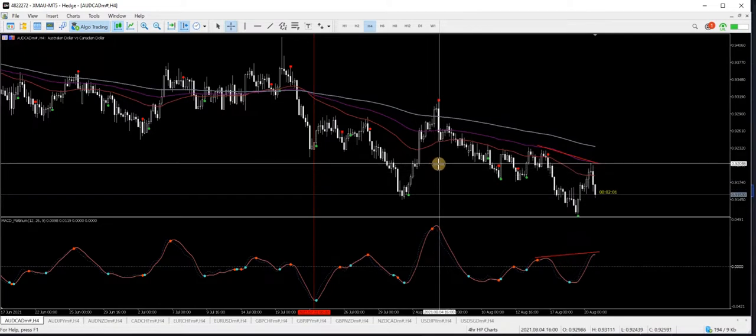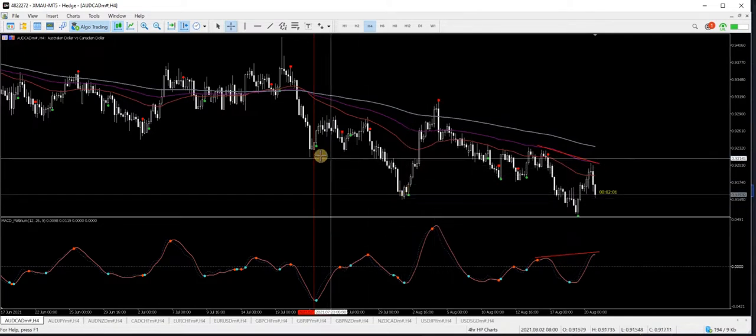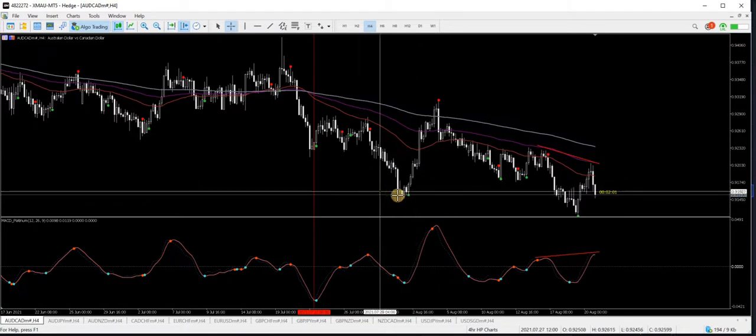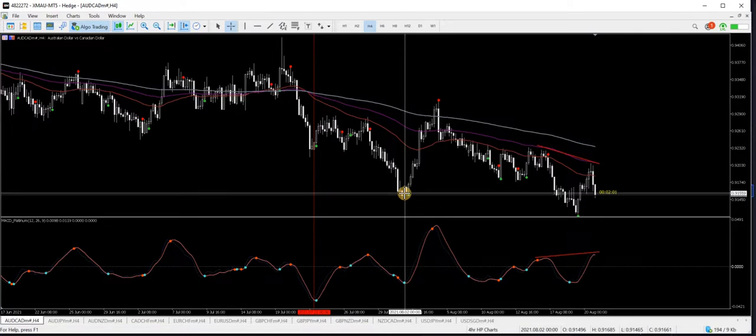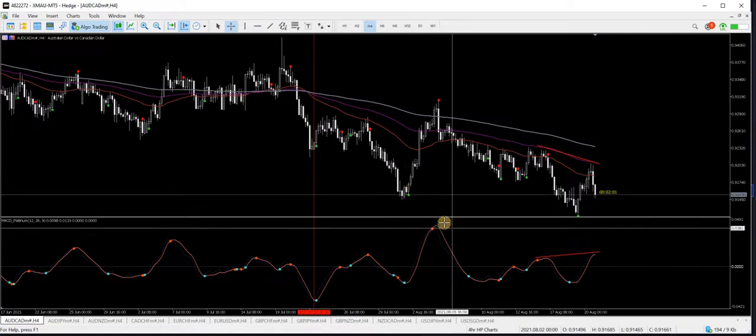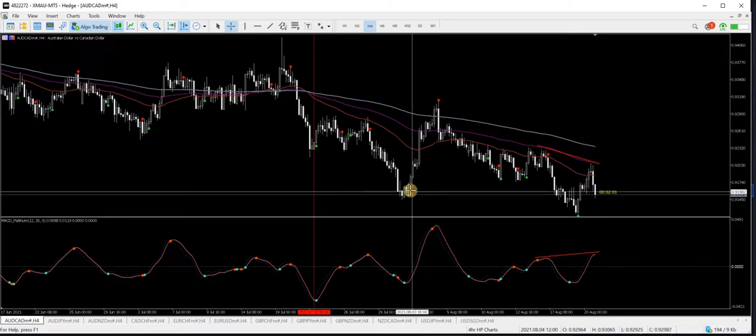We're still in sell mode, ignoring all the buys there. The only way I'm looking at buys, and I'll show you an example soon, is if there's hidden divergence, or it's a super extreme, which means the MACD, like in this example, is a long way from the 0 level.